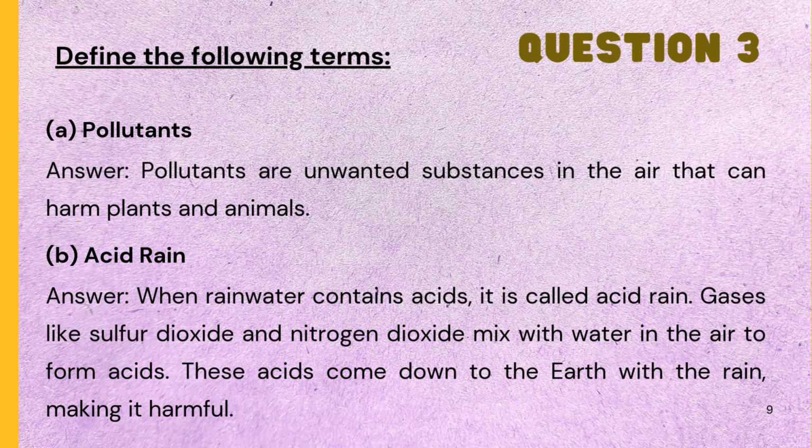Pollutants. Answer: Pollutants are unwanted substances in the air that can harm plants and animals. B. Acid rain. Answer: When rainwater contains acids, it is called acid rain. Gases like sulfur dioxide and nitrogen dioxide mix with water in the air to form acids. These acids come down to the earth with the rain, making it harmful.